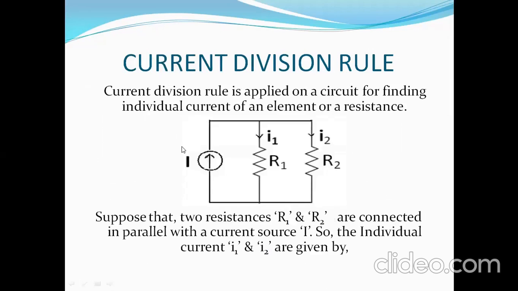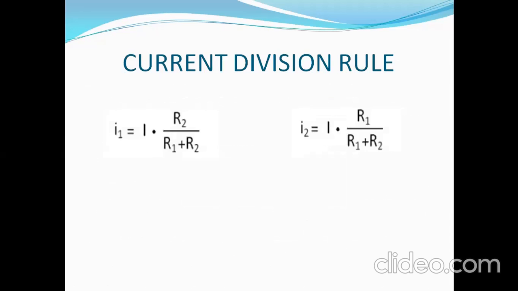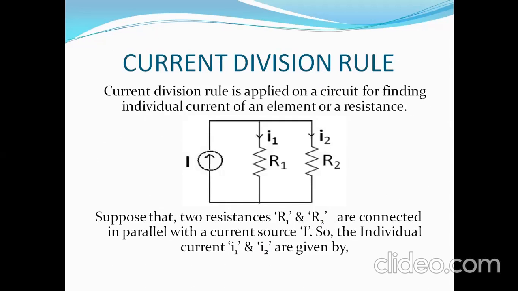Now we are going to understand what the current division rule is. The current division rule is applied on a circuit for finding the individual current of an element or a resistance. Suppose that two resistances R1 and R2 are connected in parallel with a current source I. The individual currents I1 and I2 are given by I1 equals I into R2 by R1 plus R2. What is I1? I1 is the current which is flowing through R1.